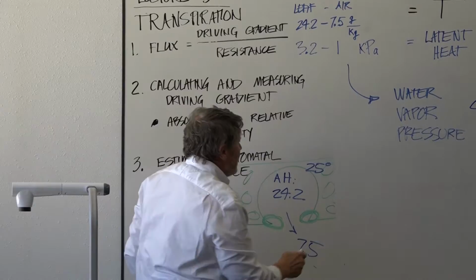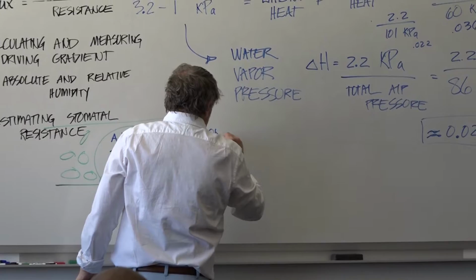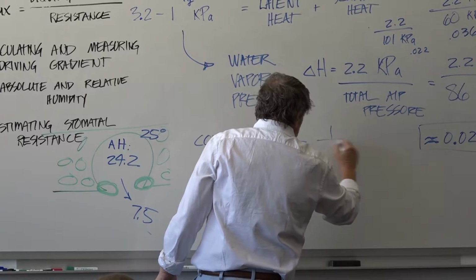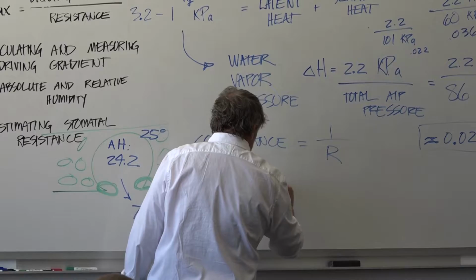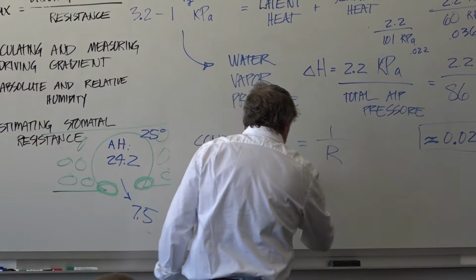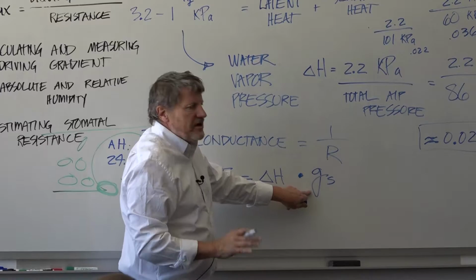We use conductance, which in electric terms is just 1 over the resistance. So the equation for the driving gradient for transpiration is: transpiration equals delta H, a dimensionless ratio, times g sub s. The lowercase g stands for conductance, and the s is stomatal.